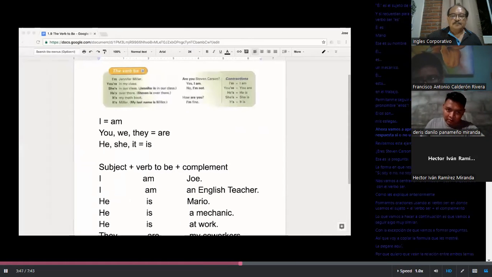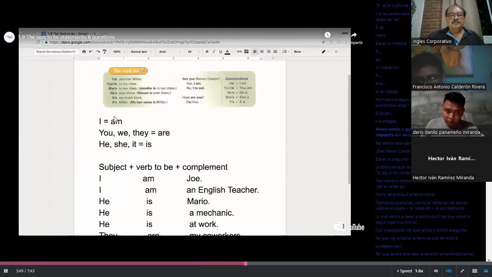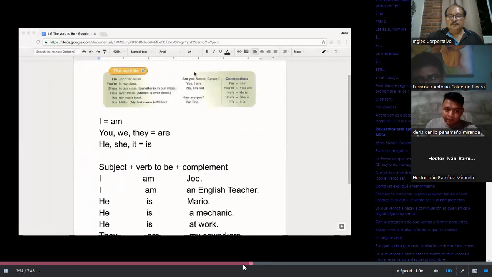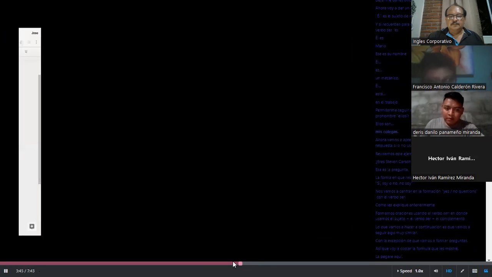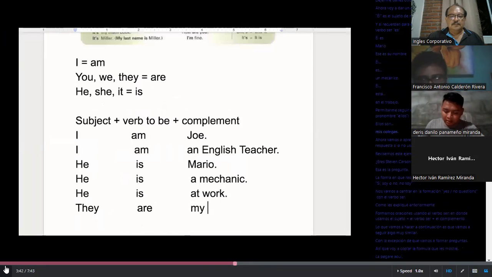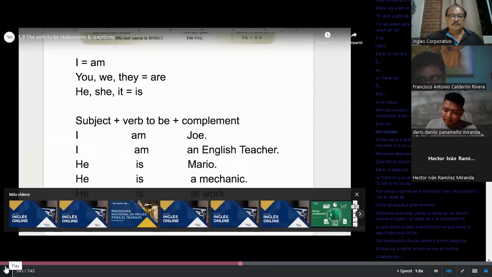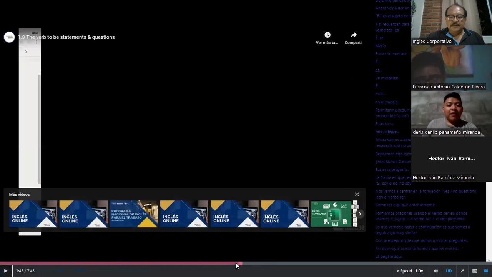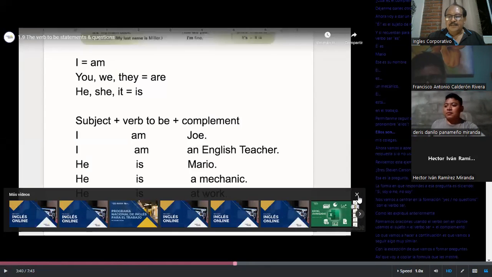Now let's learn how to form yes or no questions using the verb to be. Let's look at this example that you see here on this chart. Okay, wait, I want to stop here.